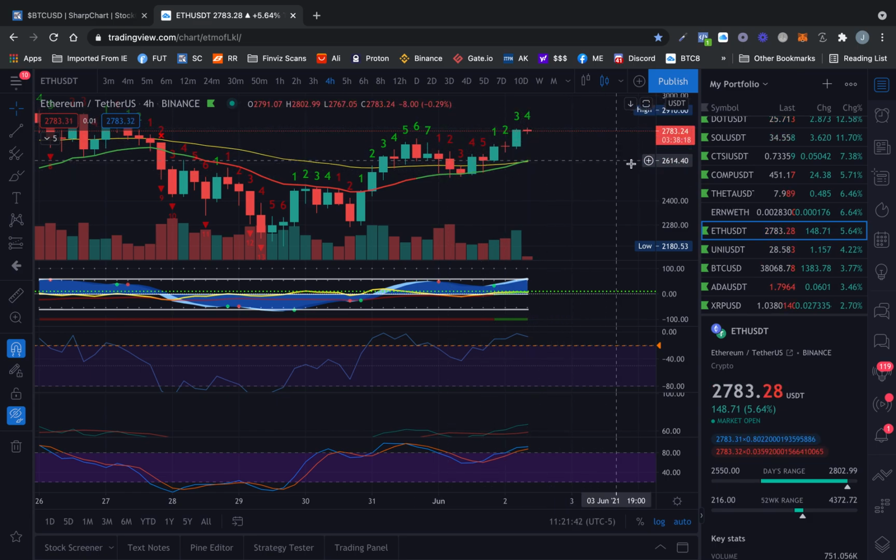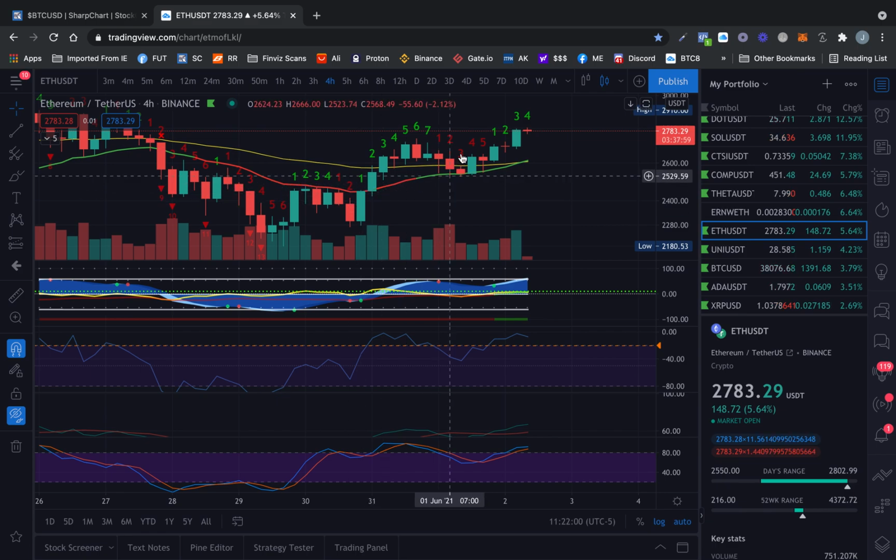You may just get a little pullback. I mean, nothing goes straight up in a straight line. It always zigzags up, down, up, down. So as long as we're making higher lows and higher highs, I mean, it's technically in a nice little uptrend.